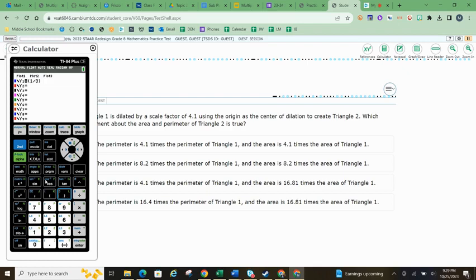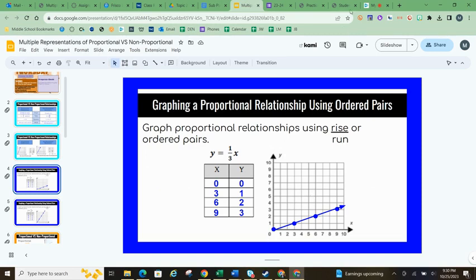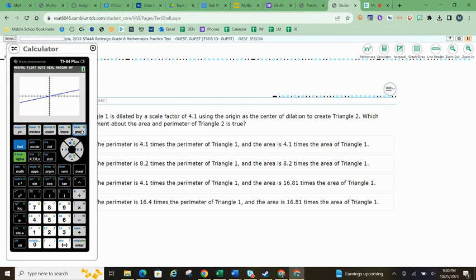Then to get X, the button for X is the button next to alpha, next to the green button. So I'm going to hit X. Now, if I want to see the graph, you just hit the button in the top right that says graph. There's my graph. Looks pretty similar to what we had graphed here. Now, if I want to see the table, see how table is written in blue above graph? I would hit second, the blue button, and then hit graph again. And look, here's our table. We had 3, 1, 6, 2. That's everything we wrote in the table without us having to go through and do it.